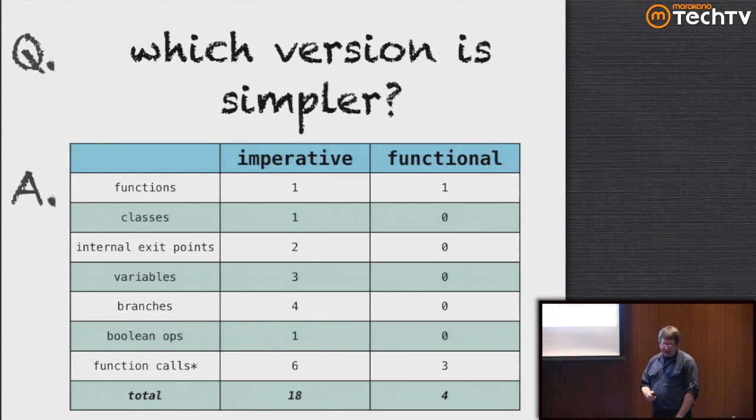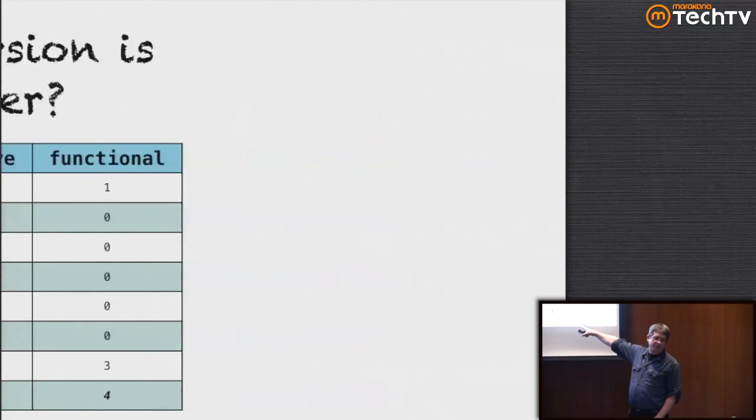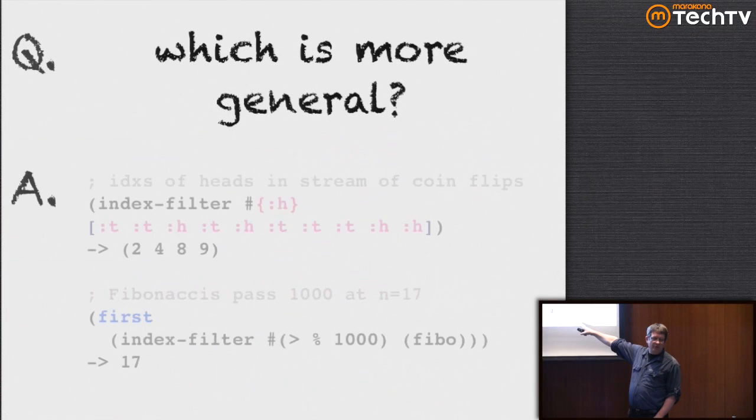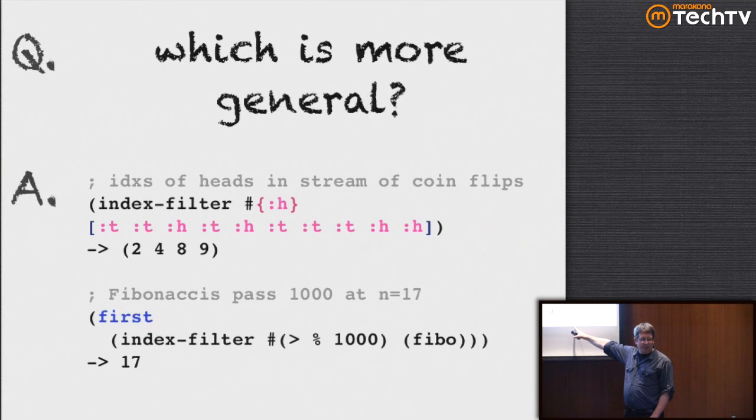But now that we've got that, which version is simpler? The imperative version has 18 moving parts. The functional Clojure version has 4 moving parts. So the Clojure version is actually simpler in terms of amount of code and number of characters, and yet it's more general. The Java version only works on strings. This works on any sequence.